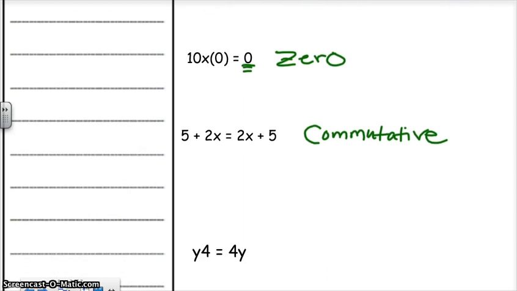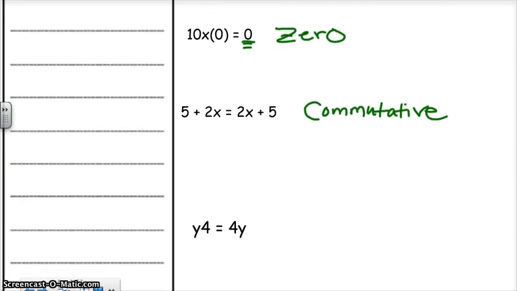And lastly, y times 4 is equal to 4 times y. Again, I just flipped the terms around. That's the only change that happened. That is a commutative situation. Going to the next page.